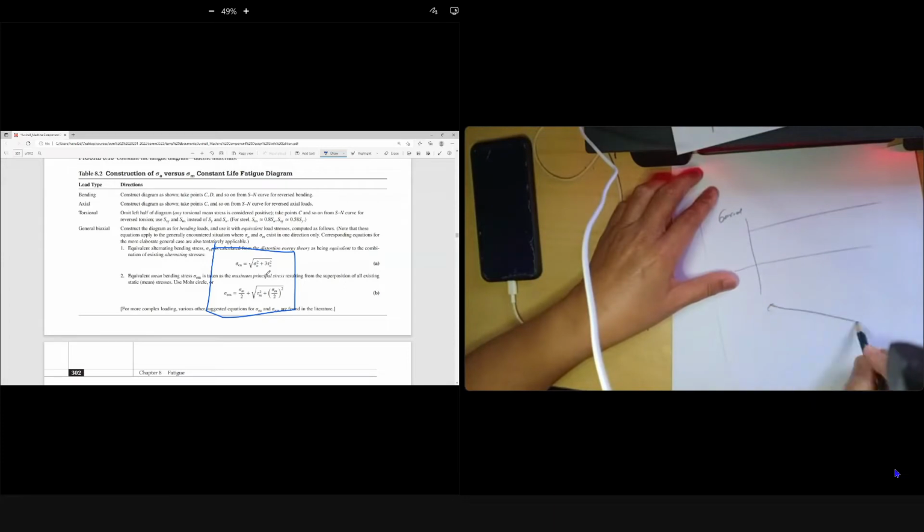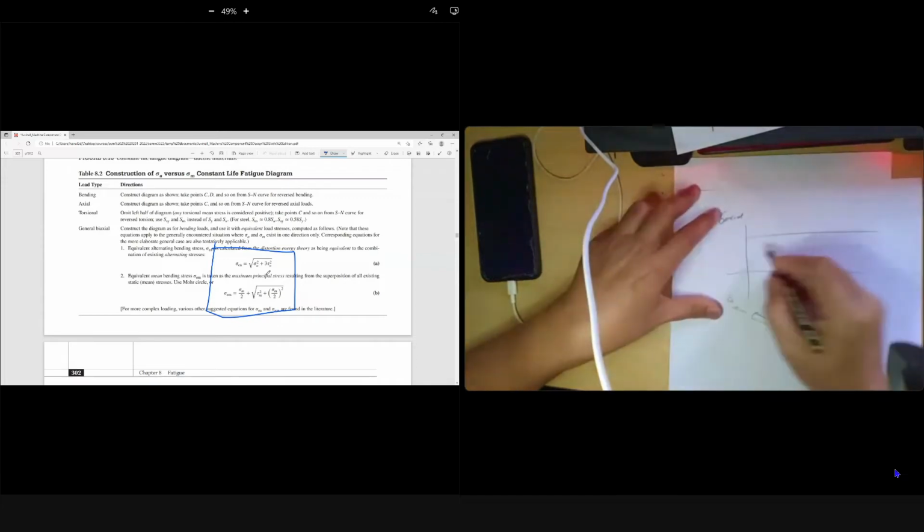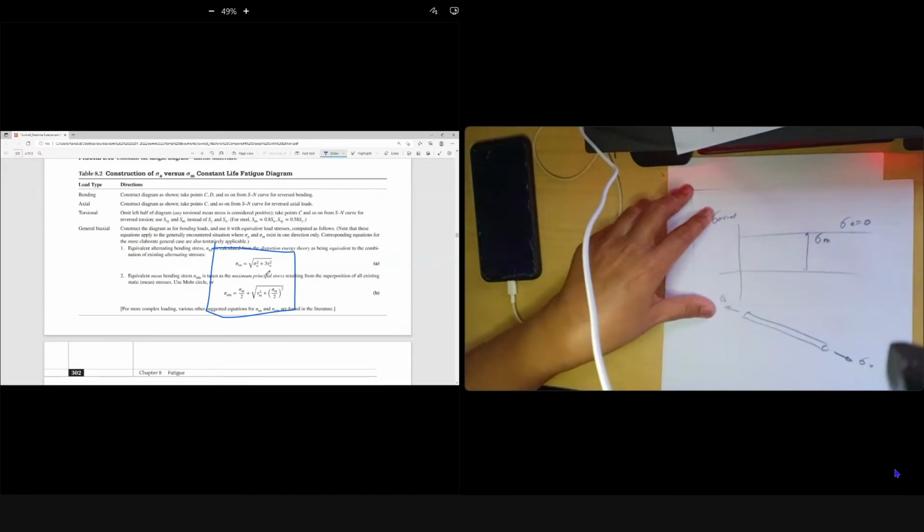For example, you have a shaft and we have an axial load. Remember, we already discussed one example in class. Axial load means we have axial stress. So sigma axial is constant. We only have sigma mean. Sigma A is 0. We don't have an alternating component.